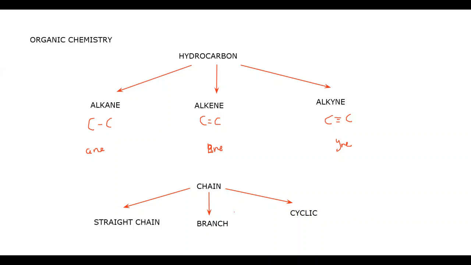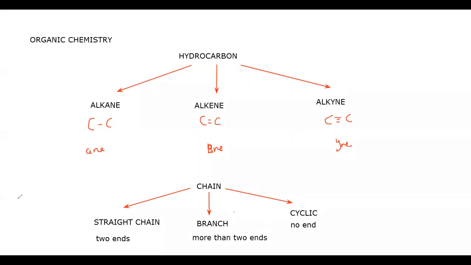How can you identify that a hydrocarbon is a straight chain? If the hydrocarbon chain has only two ends, we call that a straight chain. If it has more than two ends, we call that a branch. And if there is no end, we call that cyclic.